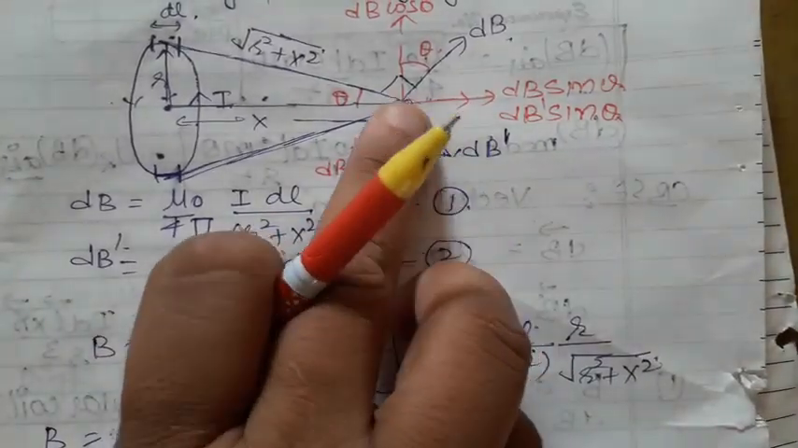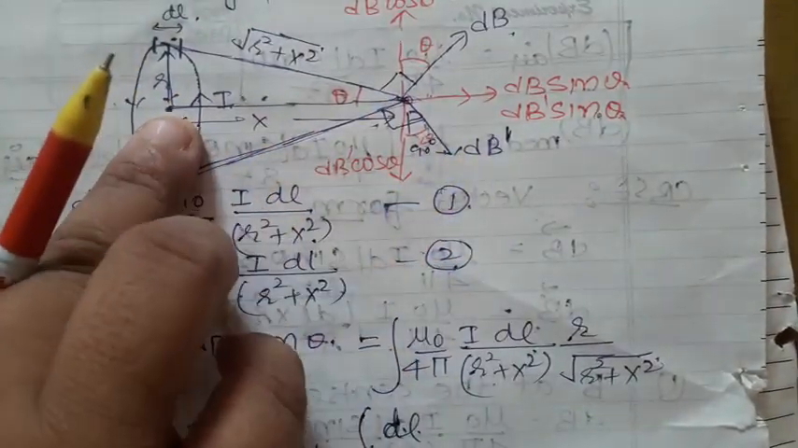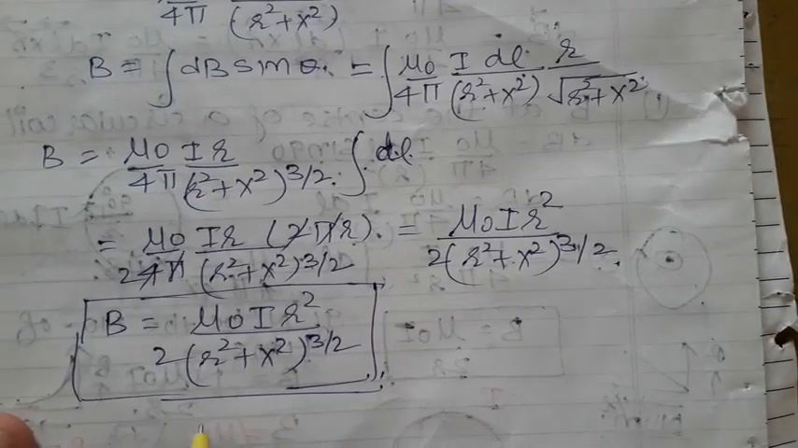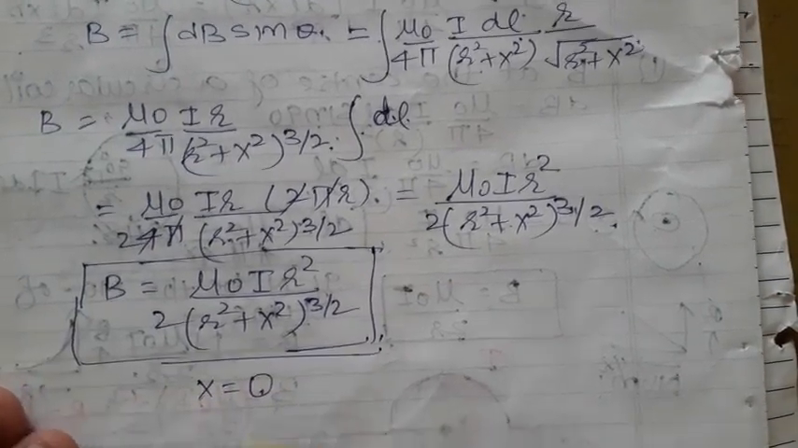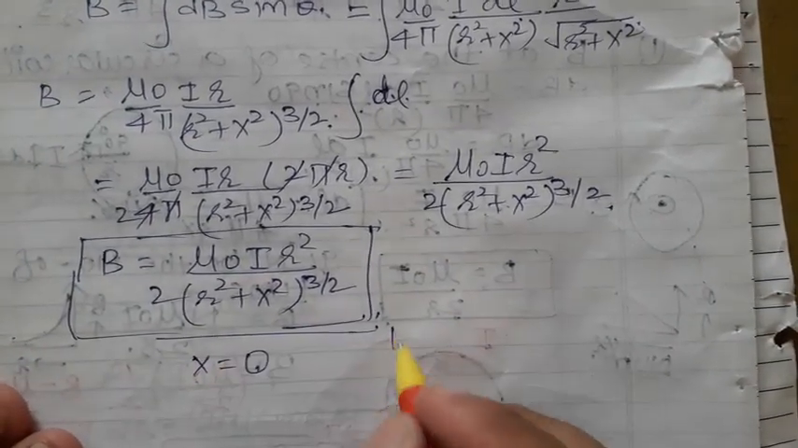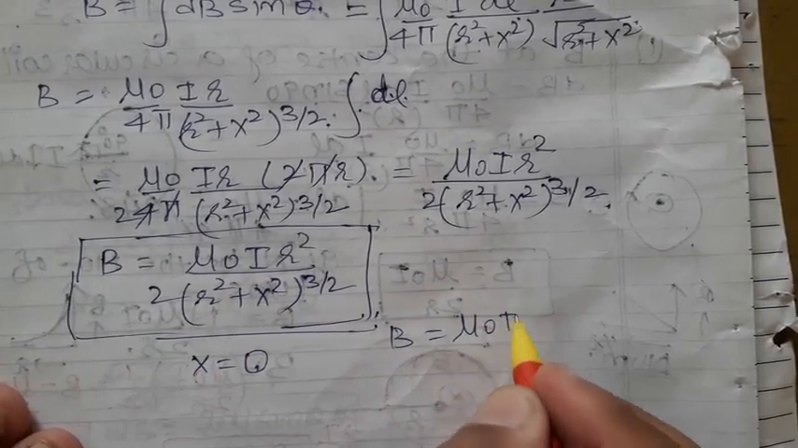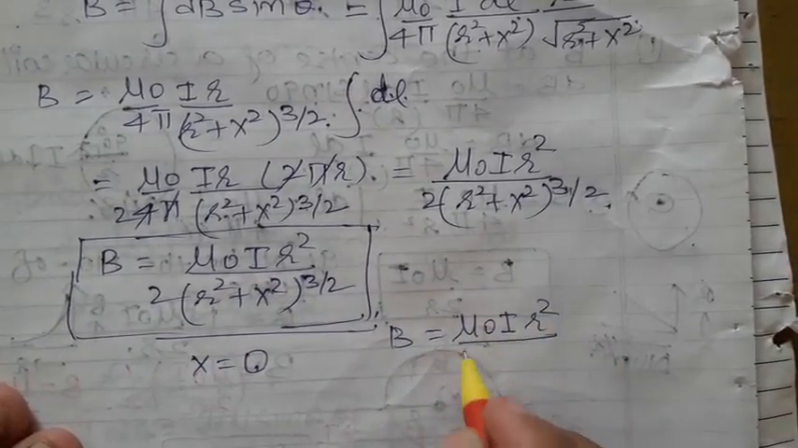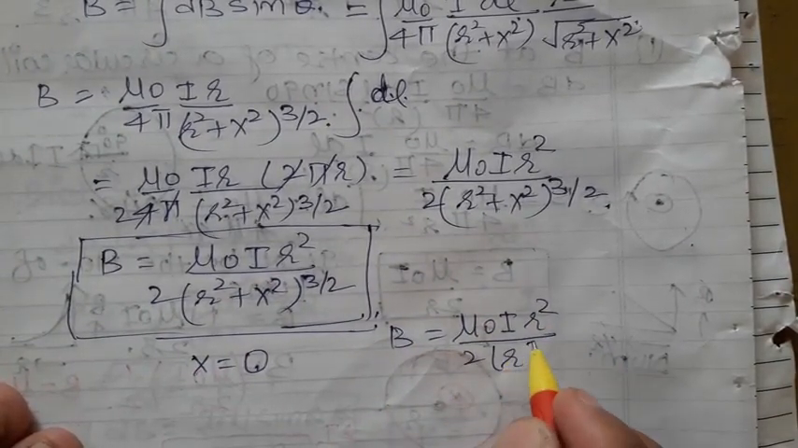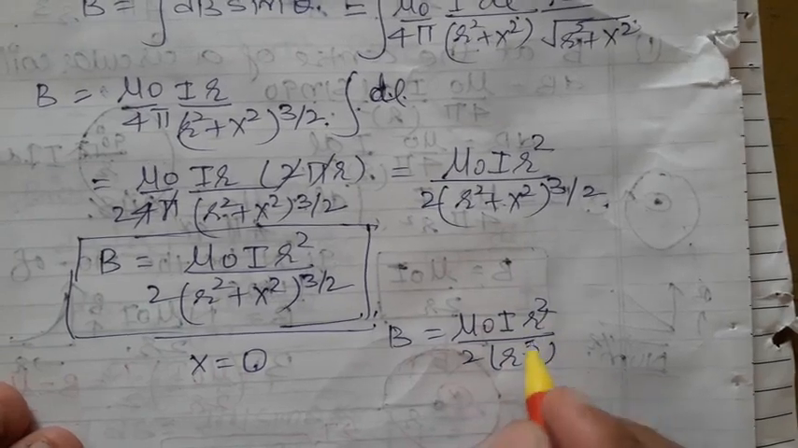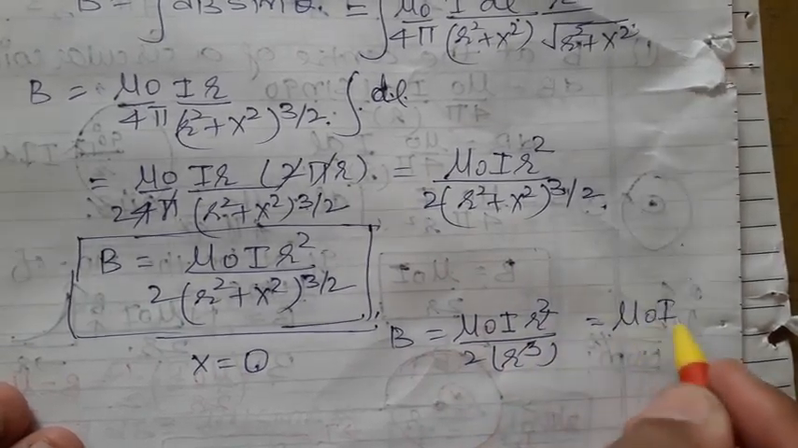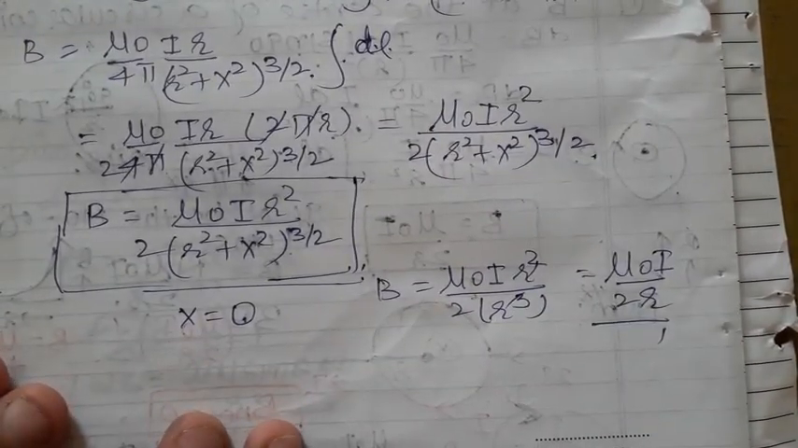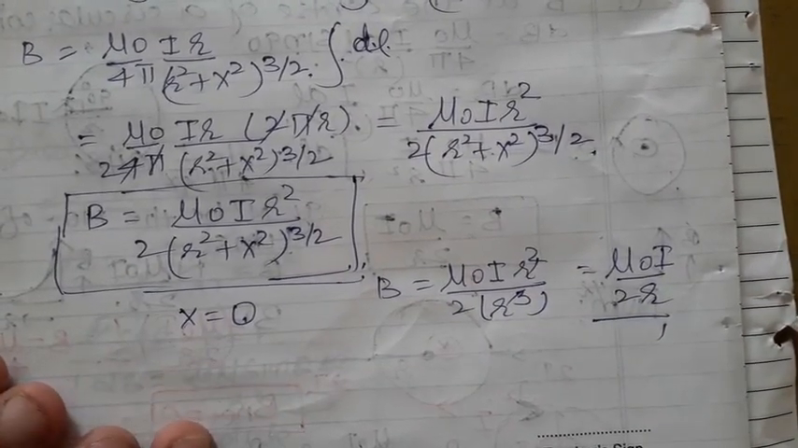Okay, if you want to deduce the previous result, it means if this point lies at the center, what will be x in that case? Very good, it will be 0. And if you put it, you get mu naught I R squared divided by 2 R cubed, R squared cancels with R squared. Oh wow, the same result which you got in the previous one, but this is the case of variation.